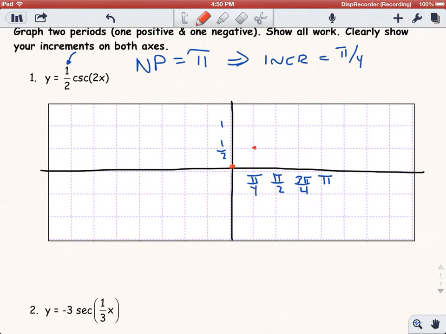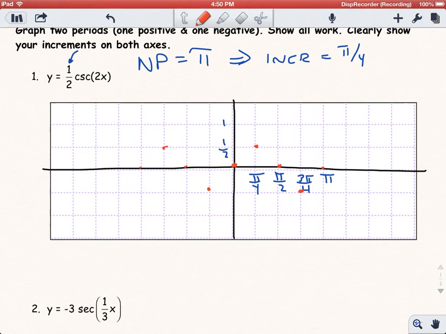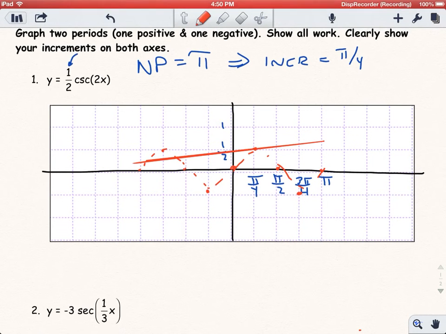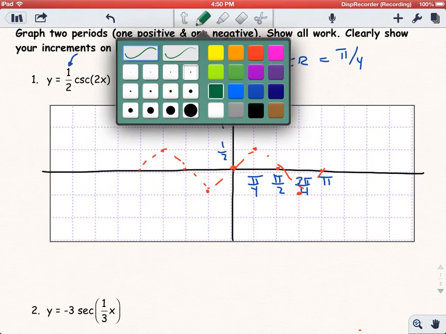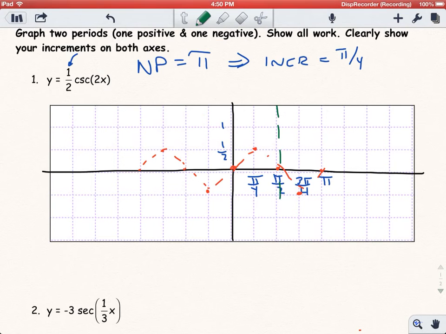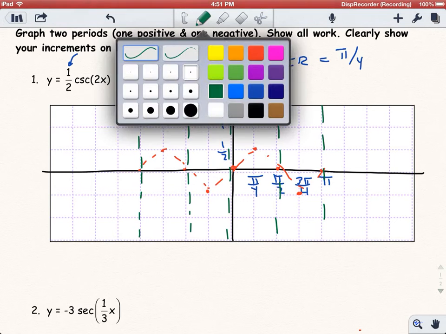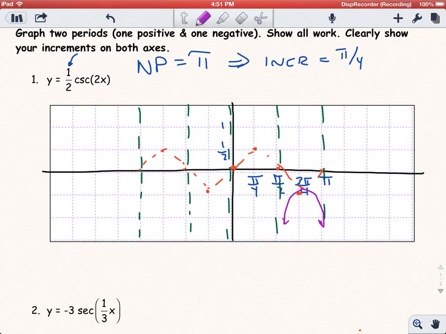This is cosecant, so we want to graph a sine curve as a guide. And then we can put on our asymptotes here. Should be an asymptote of pi over 2 at pi along the y-axis, negative pi over 2 and at negative pi. And once we have that, we can create our curves.